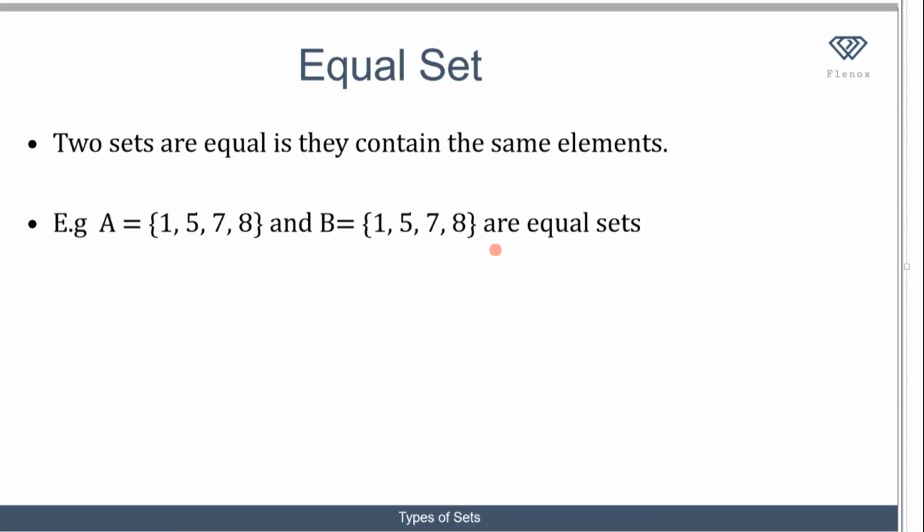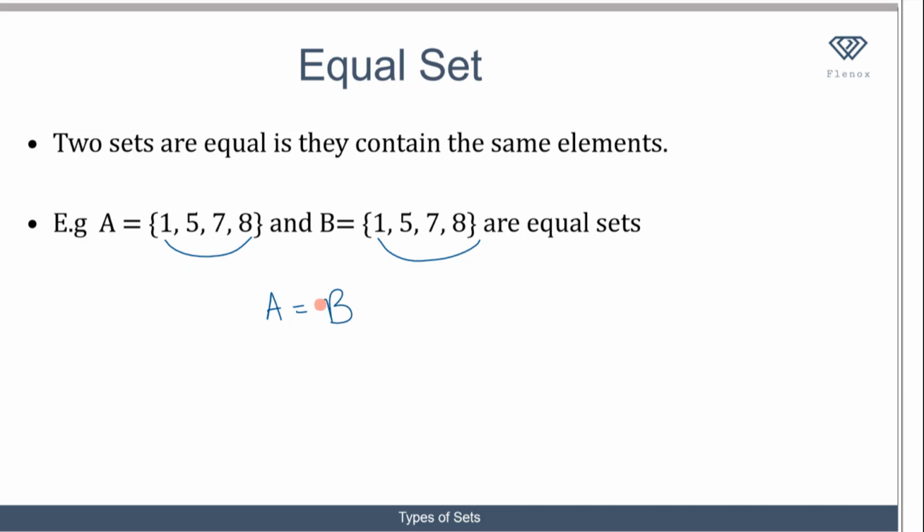So now we start by looking at equal sets. What does it mean for two sets to be equal? Two sets are equal if they contain the same elements. If you look at this example where A is equal to 1, 5, 7, and 8, and B is equal to 1, 5, 7, and 8, you can see that the elements within these two sets correspond to each other. That is, they are the same. Therefore, we say that these two sets are equal, or write A equals B.